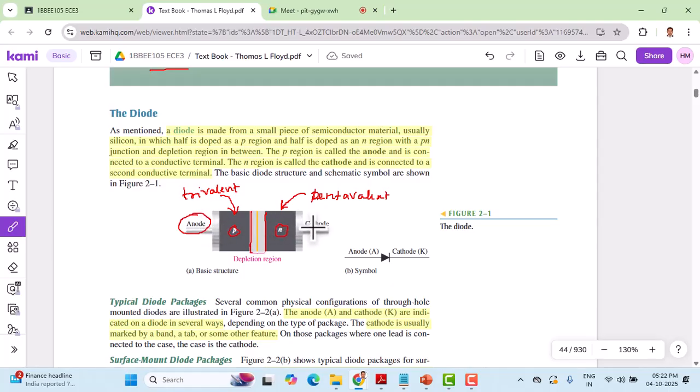That's what you are seeing. And when we attach a terminal to the N region, that is called the cathode. So these are the two electrodes taken from each type of semiconductor, and accordingly they are called anode and cathode. That's why this device is called a diode. Di means two, there are two electrodes in this. So that's how the name diode has come.